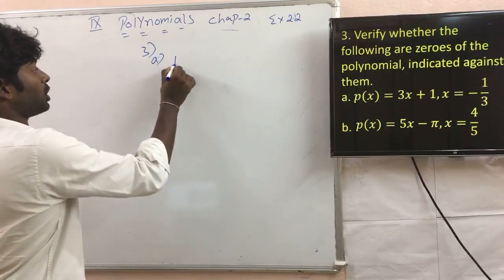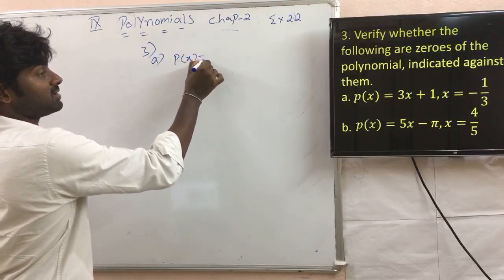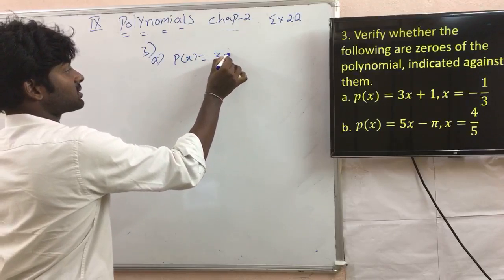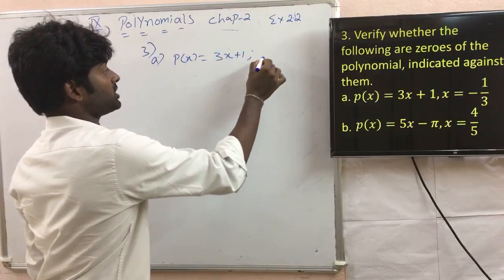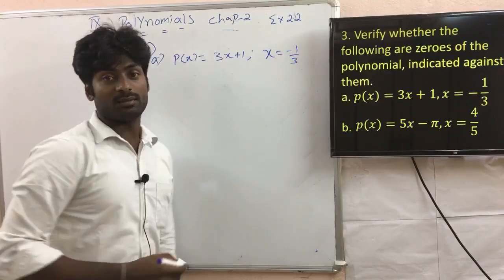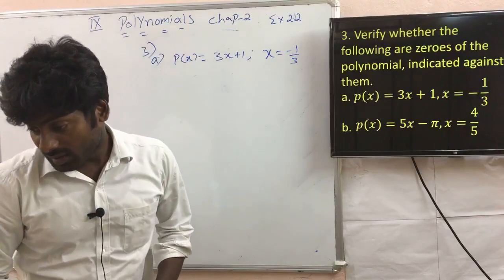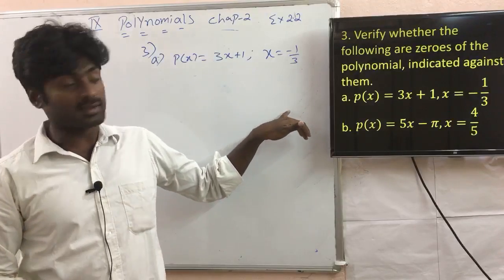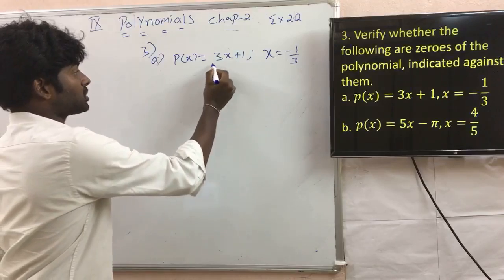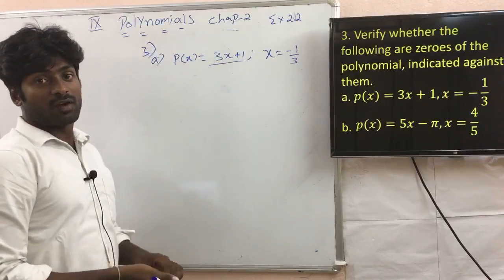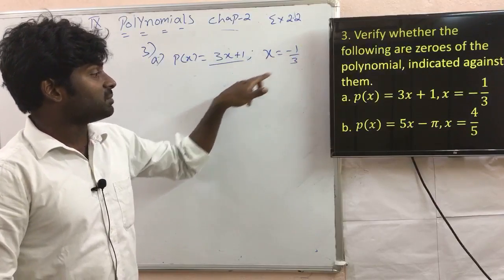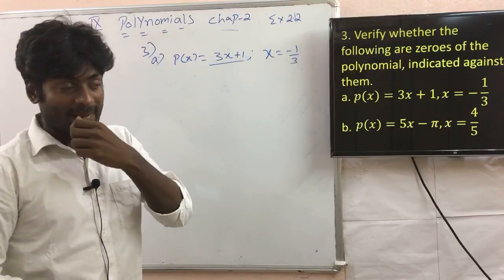See once, first polynomial P of x equals 3x plus 1 and zero is given as x equals minus 1 by 3. Yes, even the first one is correct. See, how will you verify that? First of all, take the polynomial and find the zero yourself and check with the given zero. If it is matching, the answer is correct.